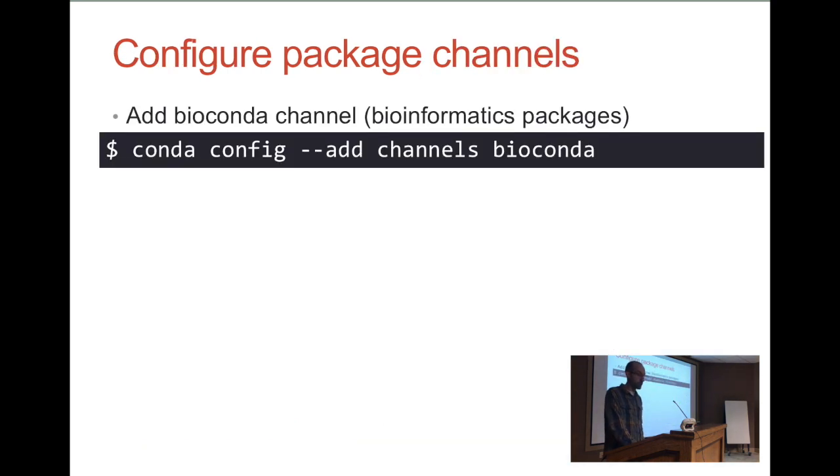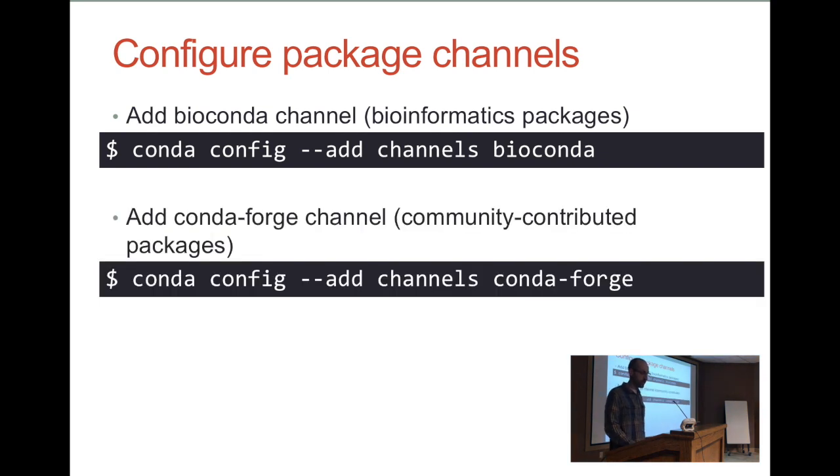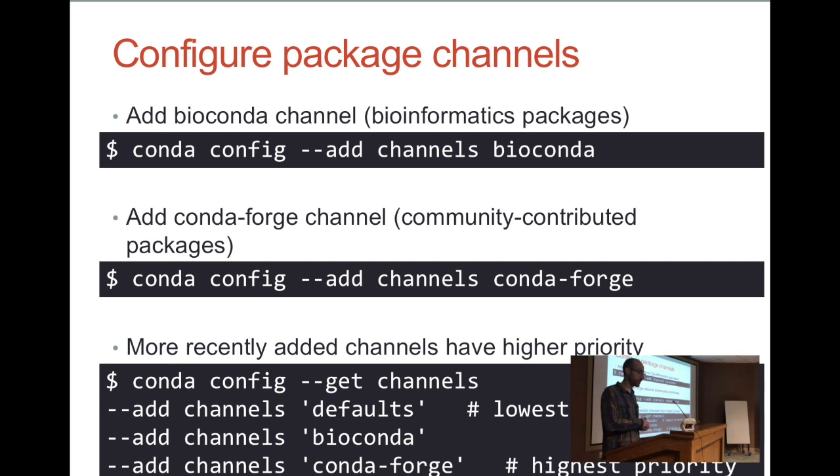Okay, it's important to configure your package channels correctly because they have a priority. So if you add bioconda and then add Conda Forge and then check your channels with conda config get channels, it's a priority list. So it's just going to look for the R package in Conda Forge. If it's not there, it'll look in bioconda, and then finally it'll look in defaults.